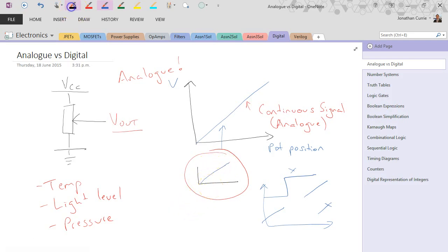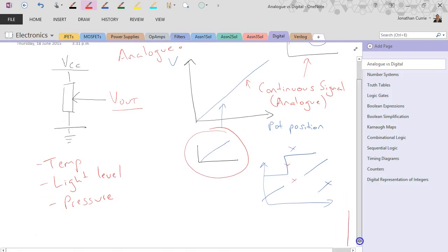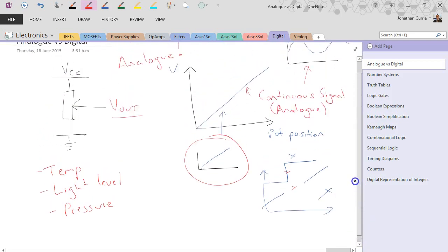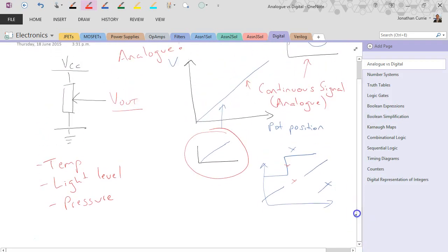A continuous signal may also be a sine wave, and that's fine. That is also an analog signal. But I'm looking specifically at ones that do not have these sharp changes or breaks, discontinuities within them. So let's have a look then at what a digital signal would look like instead.